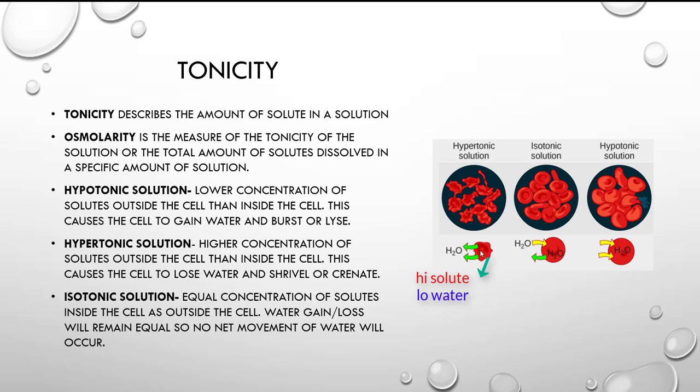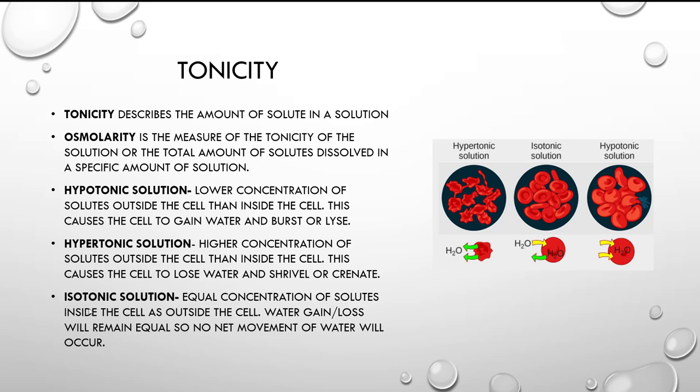As it leaves, the cell starts to shrivel up. That's what we call crenation. So the cell shrivels or crenates. This is what happens to our little red blood cells if we place them in a hypertonic solution. They start to shrivel or crenate because they lost all their water to the surroundings. So hypertonic, think high solute, low water. That causes the cell to shrivel.